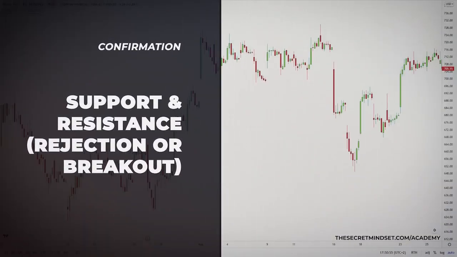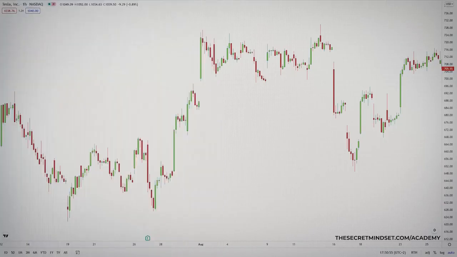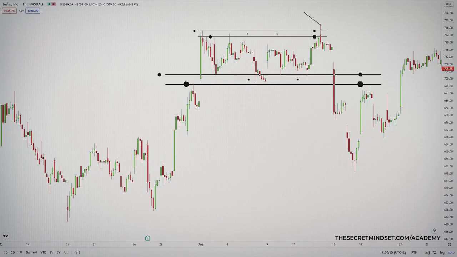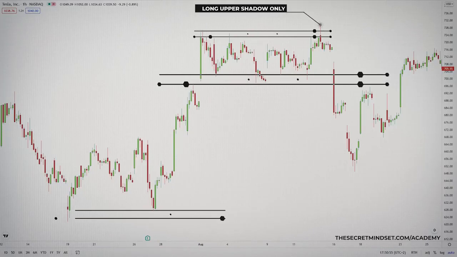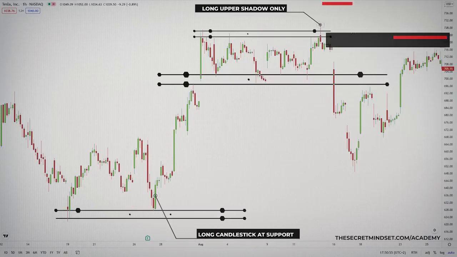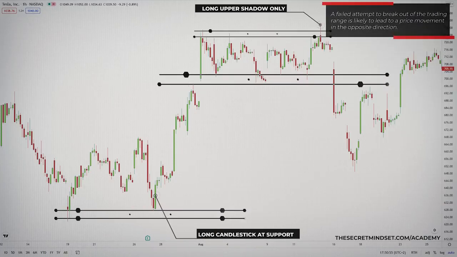Confirmation is also important when used to time entry and exit within the context of existing resistance and support levels. For example, there is a tendency for price to remain within the trading range until a signal changes current conditions, so a failed attempt to break out of the trading range is likely to lead to a price movement in the opposite direction. When this occurs, and separate confirmation is found in candlestick formations, the reversal has a better than average likelihood of taking place.